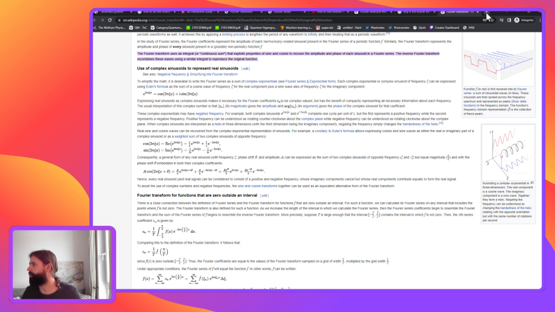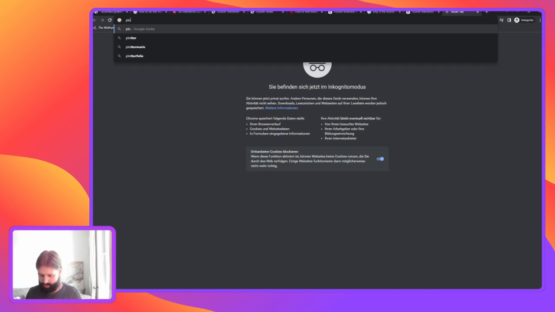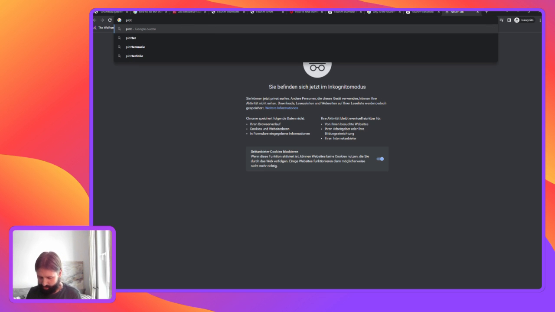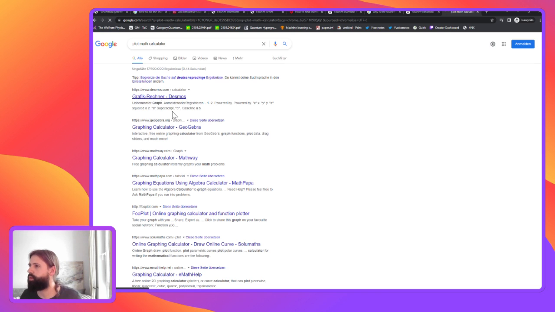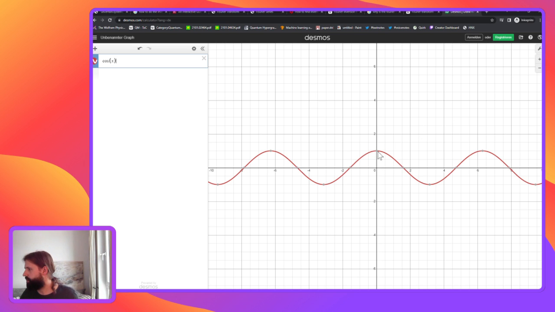So if I go to, what's that thing to plot? There's like a plotting app or something. There's something like Desmos. I think Desmos is a good one. I don't know. I have never really found any. So let's say if I just say cosine of x, right? I get that.